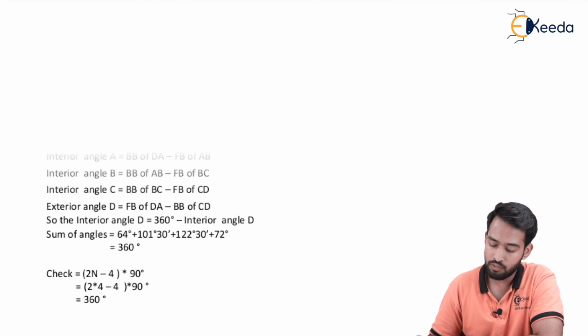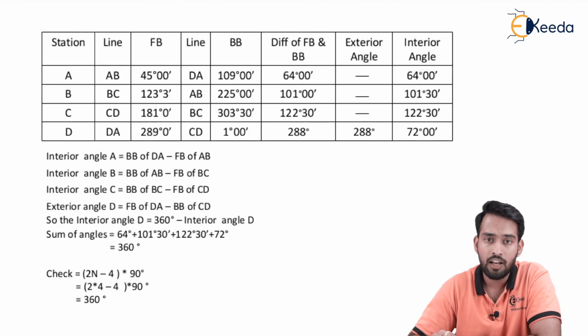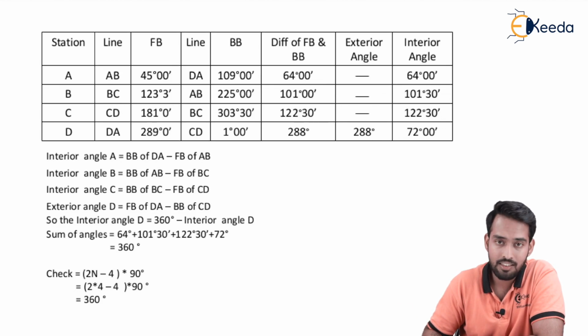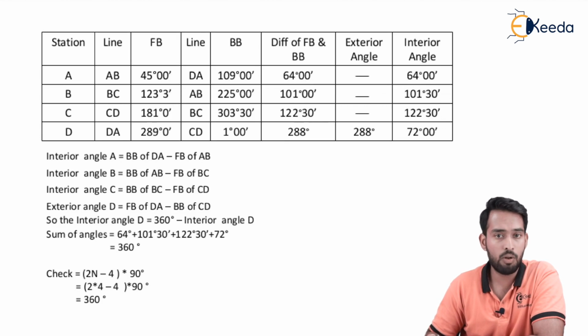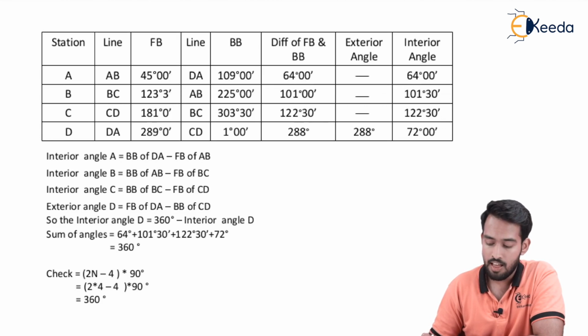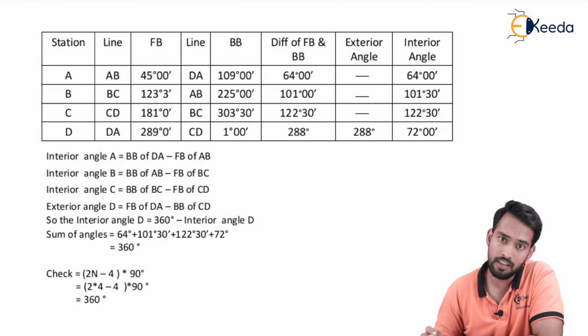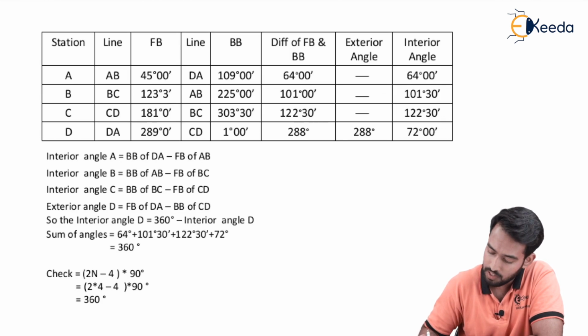And lastly, we have to display all these readings in a table format. So here, the stations are A, B, C, D, and the lines are AB, BC, CD and DA. Forebearings are given. Backbearings will be noted in the reverse direction: from D, DA; from C, CB; from B, BA, likewise. So we calculated backbearings also.